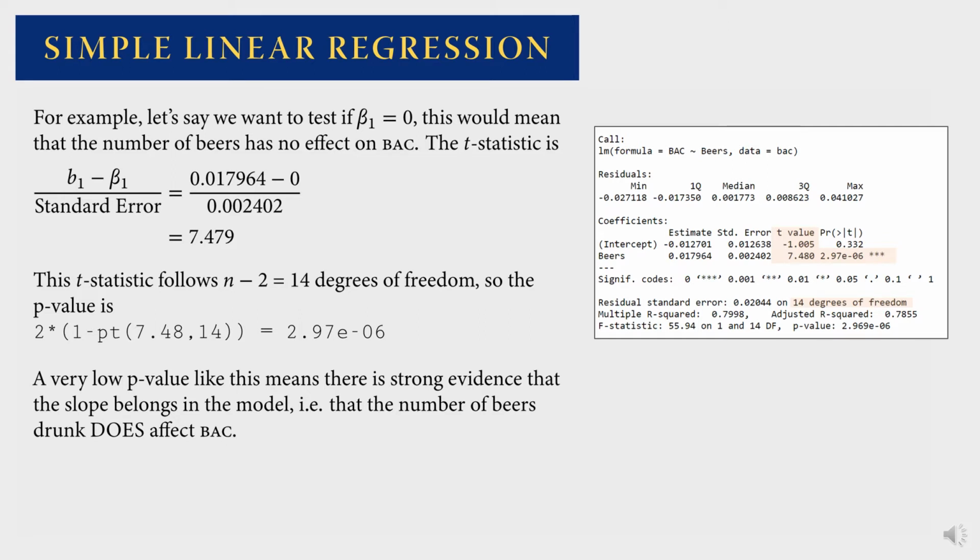The p-value is twice the area ahead of 7.479 on a t-curve with 14 degrees of freedom. This is 2.97 times 10 to the negative 6, so it's very small. The 3 stars here tell you that it is significant at the 0.001 level. We reject the null hypothesis and conclude that the parameter is not 0 at this level, or even something below that.